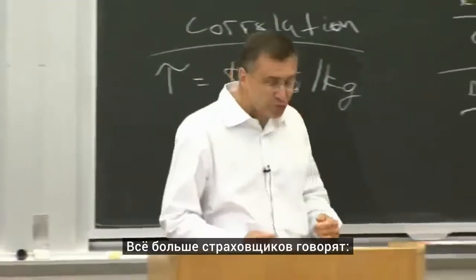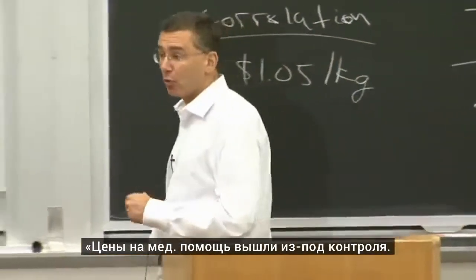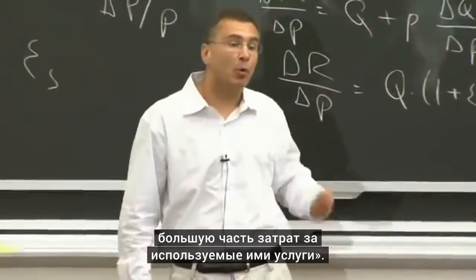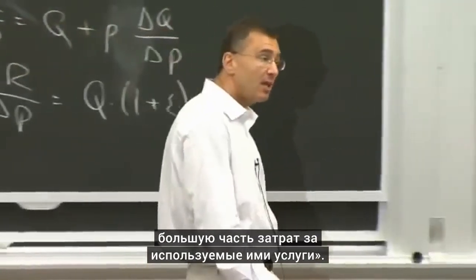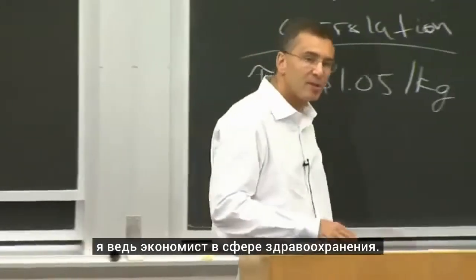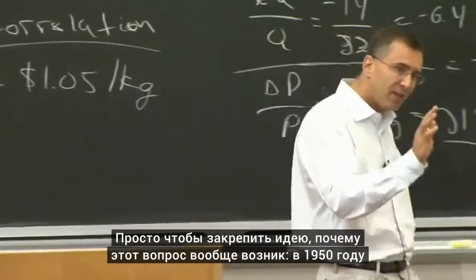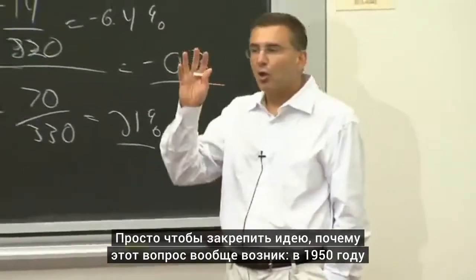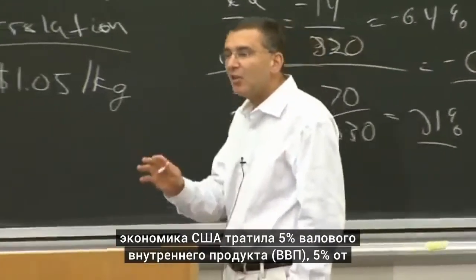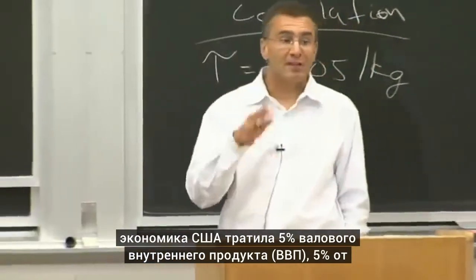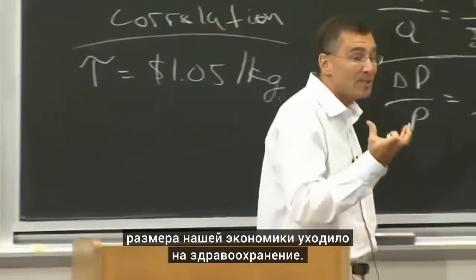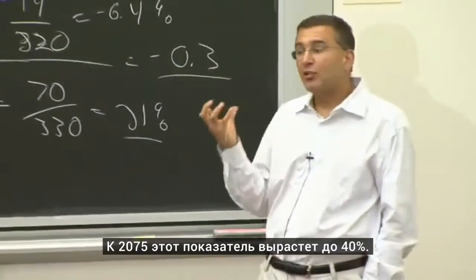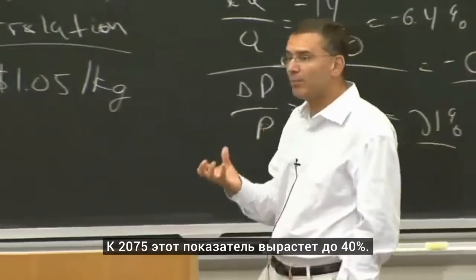Increasingly, insurers are saying, look, healthcare costs are out of control. One way we're going to combat them is by making people bear more of the costs that they use. I could go on forever, but I'm a healthcare economist. But just to fix ideas, and why this is an issue: in 1950, the U.S. economy spent 5% of our gross domestic product, 5% of the size of our economy, on healthcare. Today, it's 17%. By 2075, it's projected to be 40%.